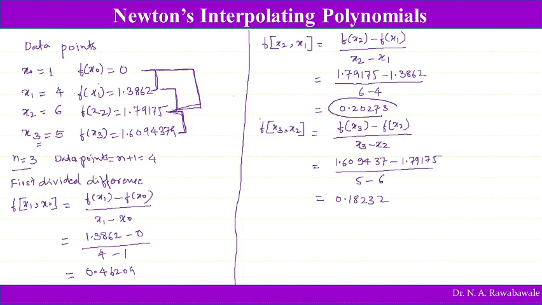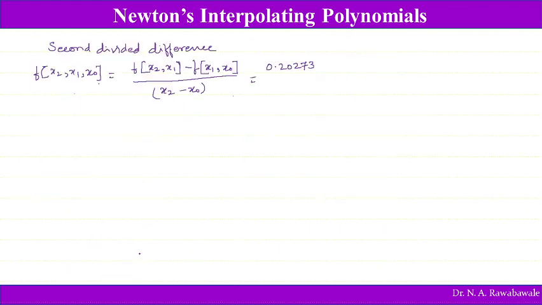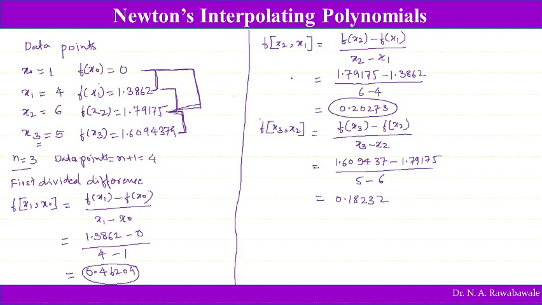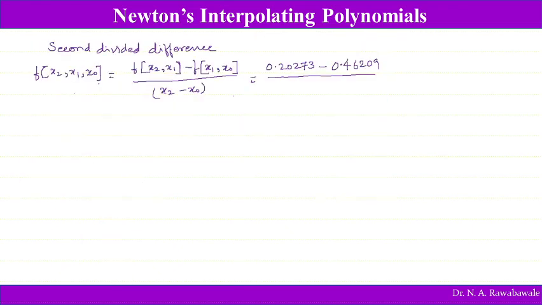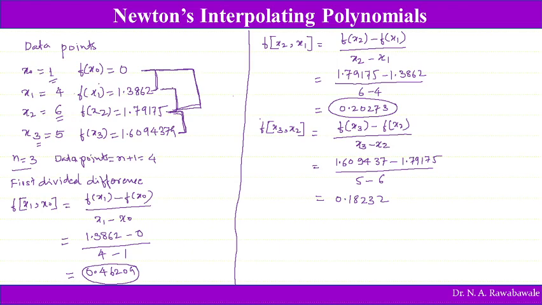This is the value required, and first value is 0.46209, so minus 0.46209 divided by x2 minus x0. Again, x2 value is 6 and x0 value is 1, so 6 minus 1, and this is equal to minus 0.051873. So this is first second divided difference. So we have obtained second divided difference between first 3 points. Then we can get second divided difference from next 3 points, 1, 2, and 3.